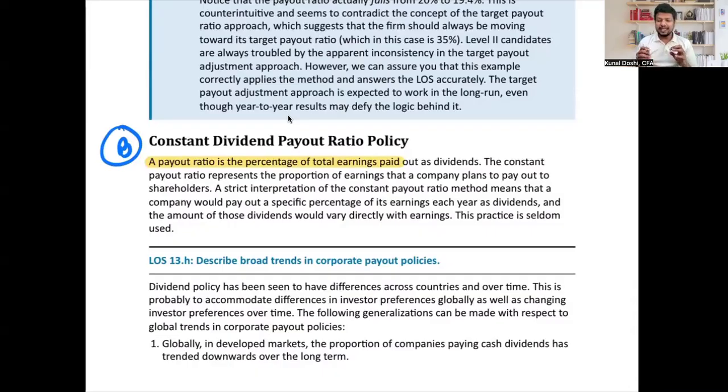Now this means it's very strictly followed, in the sense that let the earnings be anywhere, the company's payout of dividends will go in tandem with the earnings. That payout ratio will not change. So whether the earnings are increasing or decreasing, the dividend will move accordingly. For example, let's say the payout ratio that the company has decided is 50%. So whether your earnings are high or low, 50% of that will be paid out as dividend. Theoretically, it's very easy, but it's very rarely practiced.